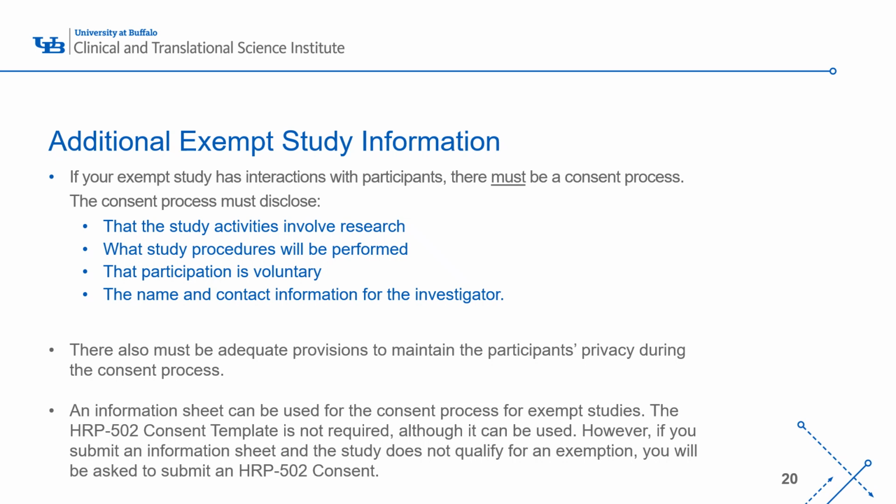Now, an information sheet can be used for the consent process for exempt research. You do not need to use the HRP 502 consent template that is required for expedited and greater than minimal risk level research. However, if you submit an information sheet that includes the details as shown in this slide, but the study does not qualify for an exemption after IRB review, you will be asked to submit an HRP 502 consent template. You can still use an HRP 502 consent template for exempt research if you would like, because it will include all of the requirements for exempt research.